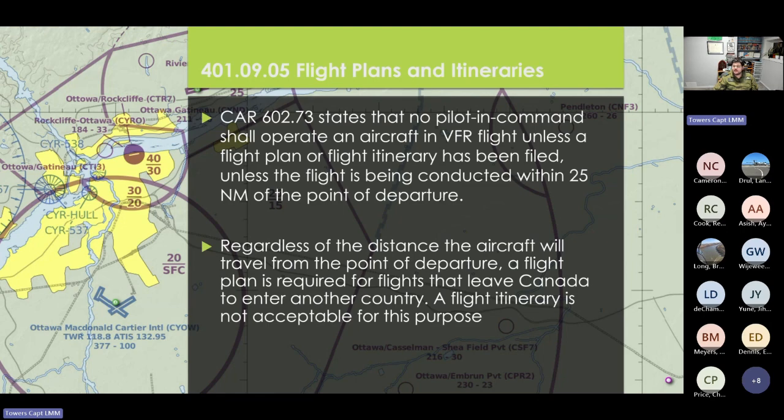Regardless of the distance the aircraft will travel from the point of departure, a flight plan is required for flights that leave Canada to enter another country. A flight itinerary is not acceptable for this purpose. So even if you have an airport right on the border of the US and it's less than 25 nautical miles to get to the other side, you still need to file a flight plan for that.